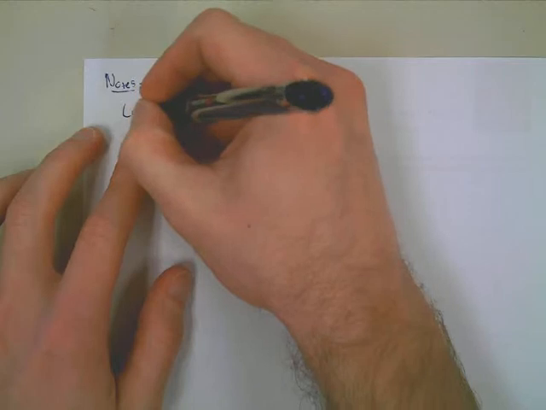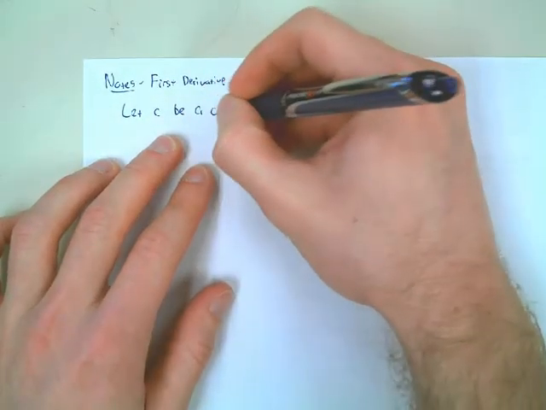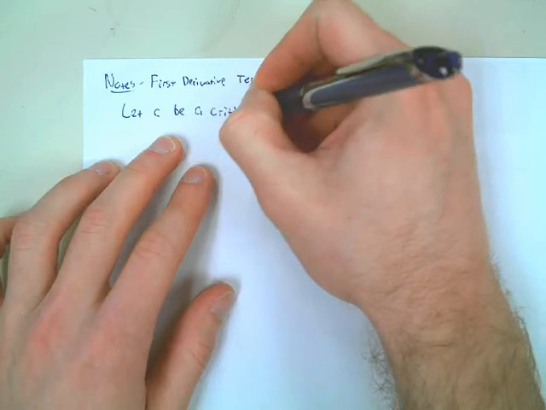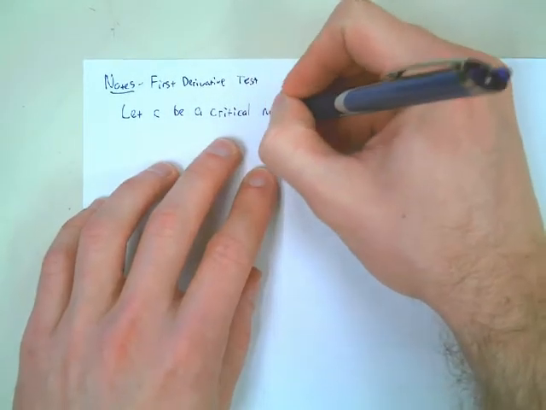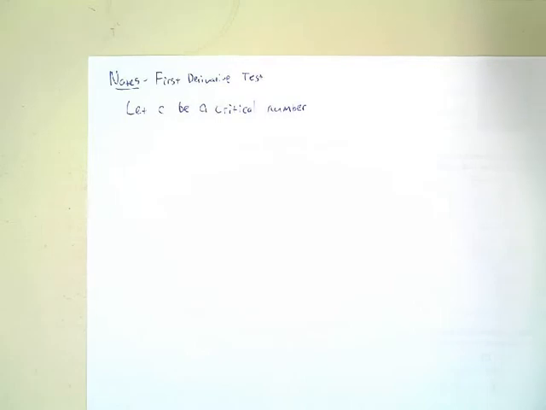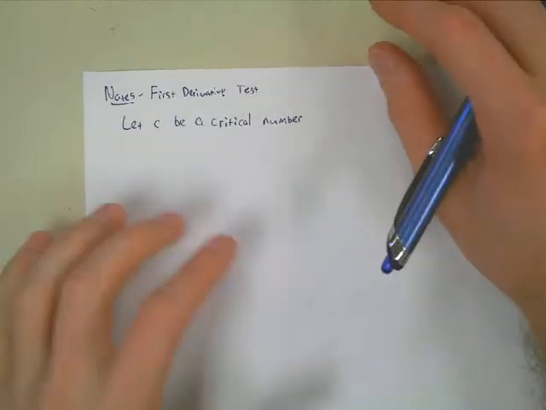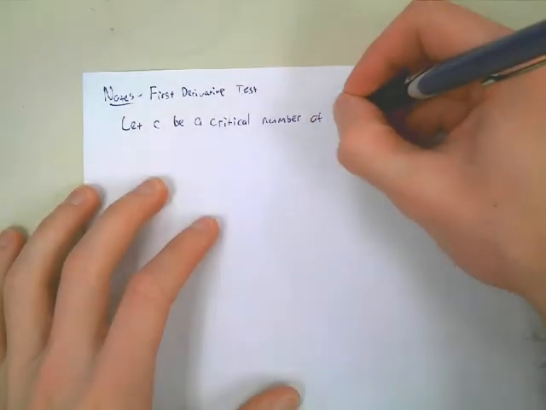Let C be a critical number. So here we're using C now as a critical number. Before, in the mean value theorem, C is not a critical number. It's just the x value that makes your derivative equal the average rate of change. But in this case, we're letting C be a critical number of a function f.